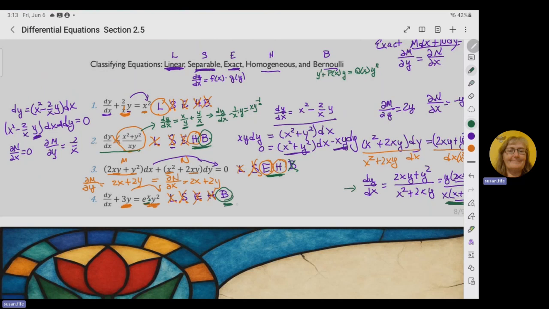There are some equations that could be 4 different types. You can never have all 5 types because linear and Bernoulli are mutually exclusive.